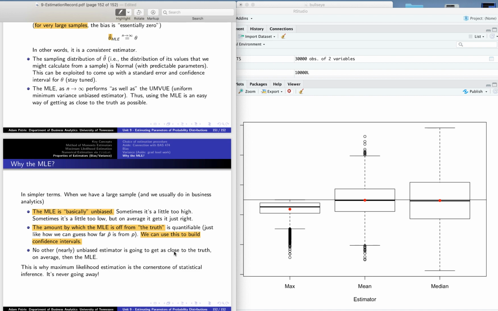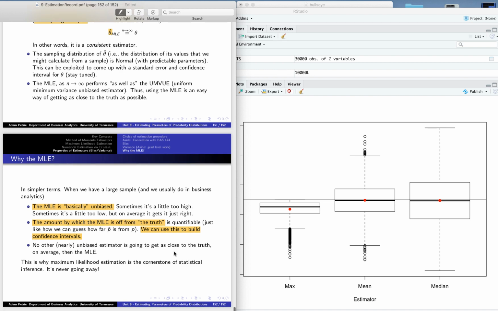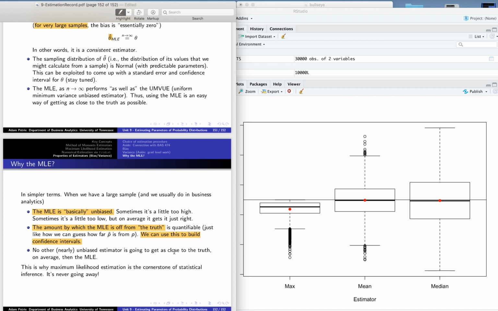Now, up until now, both those properties also apply to the methods of moments estimator. If you study the methods of moments estimator from a theoretical point of view, it turns out that for very large samples, yes, the methods of moments estimator is also unbiased, just like the MLE. It turns out that we can also predict how far off the methods of moments estimator is from the truth. We can leverage that and make confidence intervals out of it.